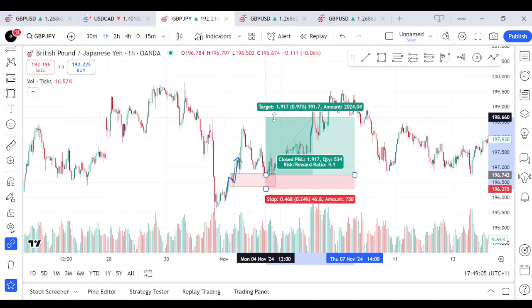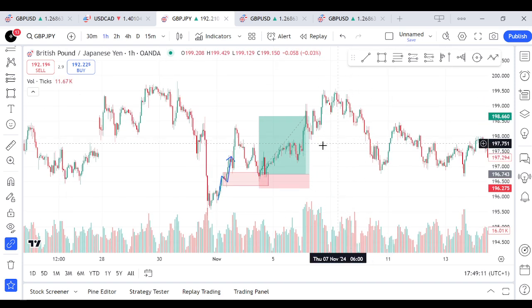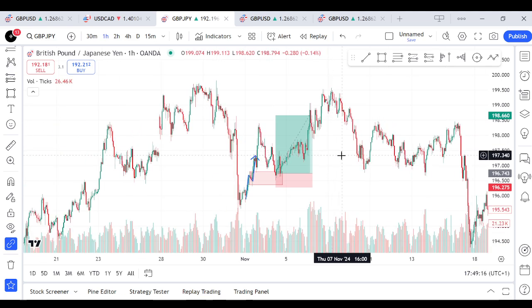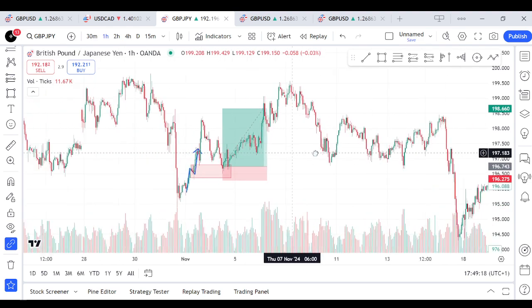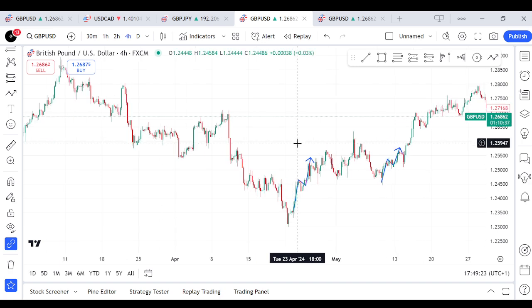So you could use trailing stop losses, so that when price starts retracing like this, at least you could leave with some of your profits, and you won't give back all to the market. So that is how you can trade with the rally base rally.